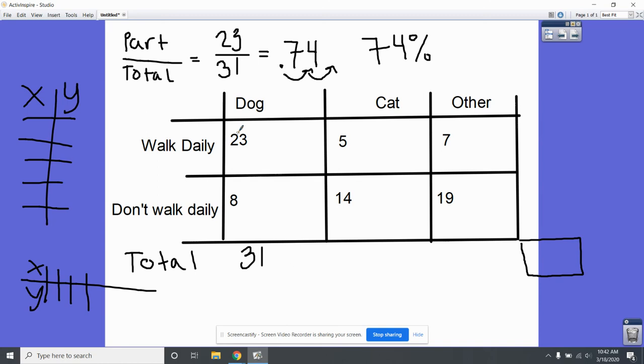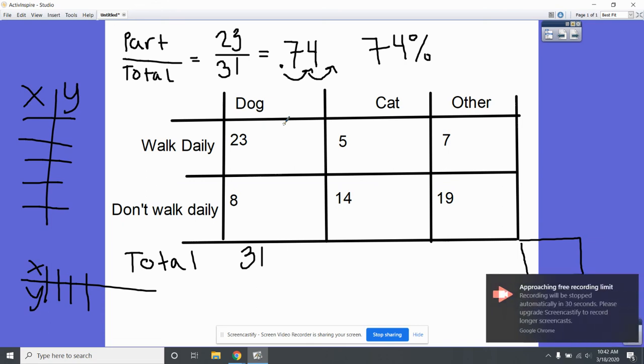A different question we could ask is, of all the people we surveyed, what percent have a dog and walk daily? Well, I'm still going to have this fraction, part on top, total on the bottom. Now, my total is of all these people. So that'd be this number in this bottom corner if I had a number there, but I don't. So to find this number, I'm just going to add all these together. 23 plus 8 plus 5 plus 14. Sorry, my calculator wasn't on. Let me try it again. 23 plus 8 plus 5 plus 14 plus 7 plus 19 equals 76.